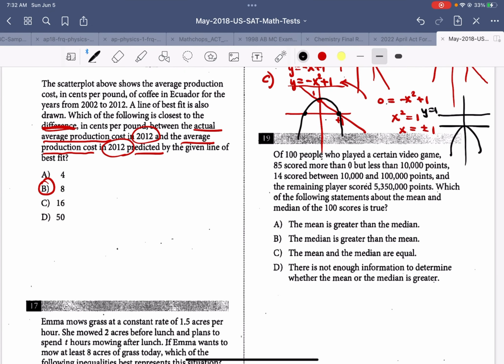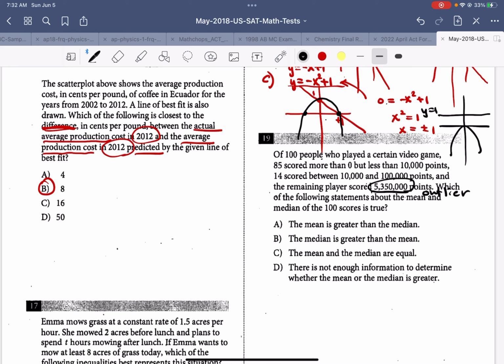Number 19. 100 people played a certain video game. 85 scored more than 0 but less than 10,000 points. 14 scored between 10,000 and 100,000 points, and the remaining player scored 5,350,000 points. So you can see this data is way bigger than the other points. You can see this is already an outlier. Okay, so which of the following statements about the mean and median of the 100 scores is true?